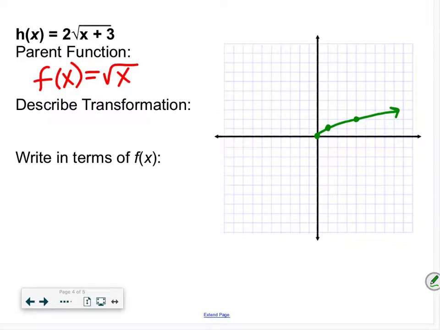Okay? Take about 30 seconds, and at your pod, describe the transformations together. Come up with what those transformations are.